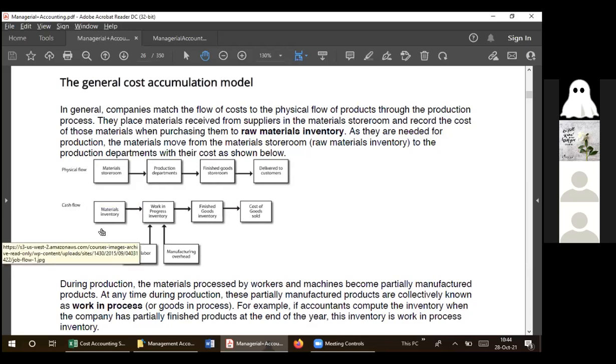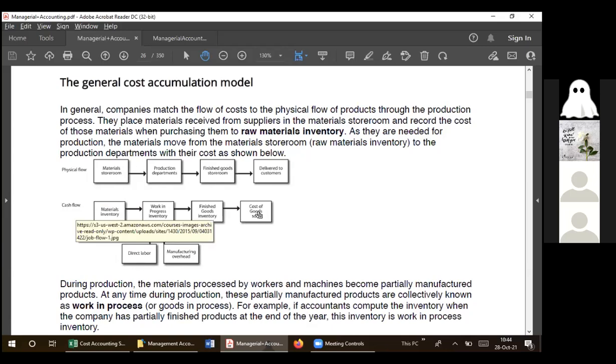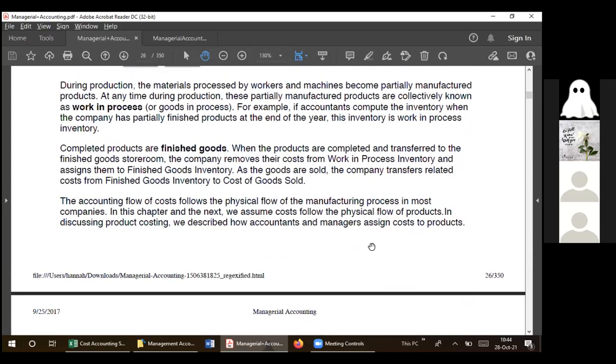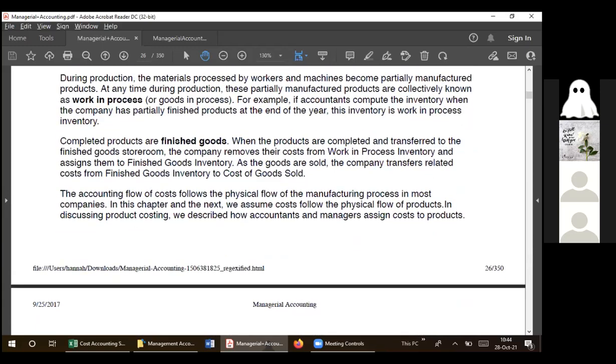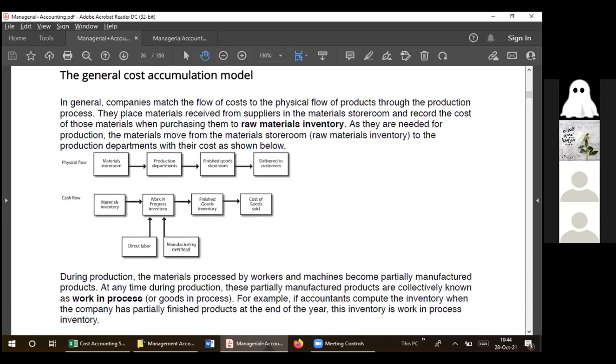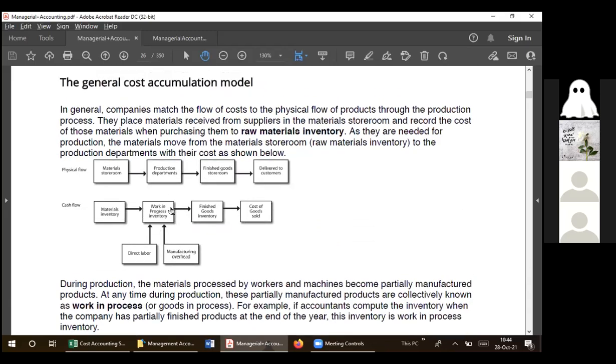The flow of money is: material inventory is bought, and work in progress involves your direct labor and manufacturing overhead. Manufacturing overhead and direct labor are applied to your raw material, which converts it into finished inventory. So you get your finished inventory after this, and you get the cost of goods sold, that is how much it costs you to produce those goods. Work in progress is the work in process that we already know from our statement.